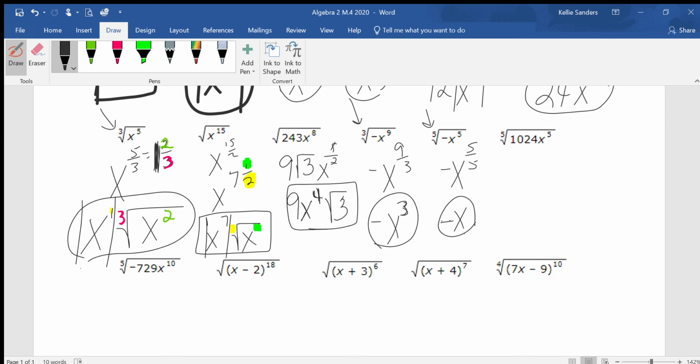5th root of 1024 is 4. x to the 5 over 5, it's 1. Since this is odd, I don't care that my answer is 1. You don't have to have absolute value. Okay, 5th root of 729.